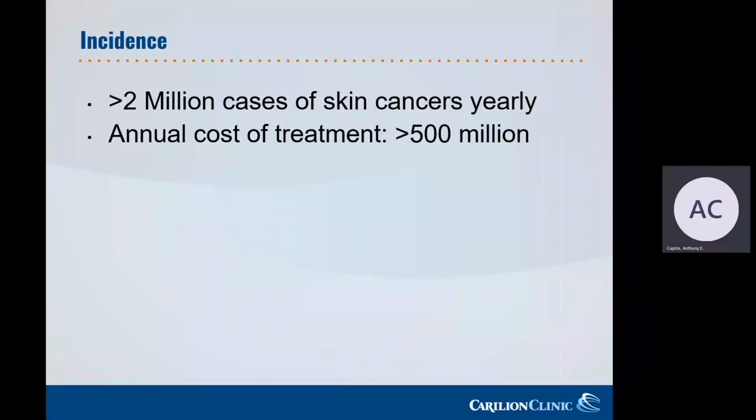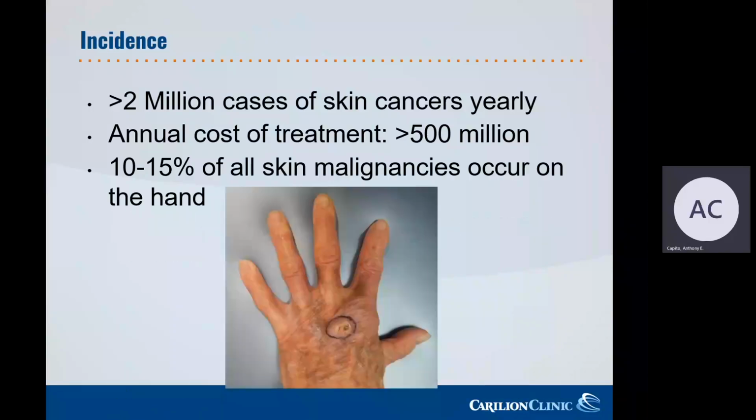So why are we talking about this today? It is quite common. Over 2 million cases occur yearly, and it has an expensive cost to the healthcare system of over $500 million. And importantly, for our talk, 15% of these will occur on the hand or upper extremity.